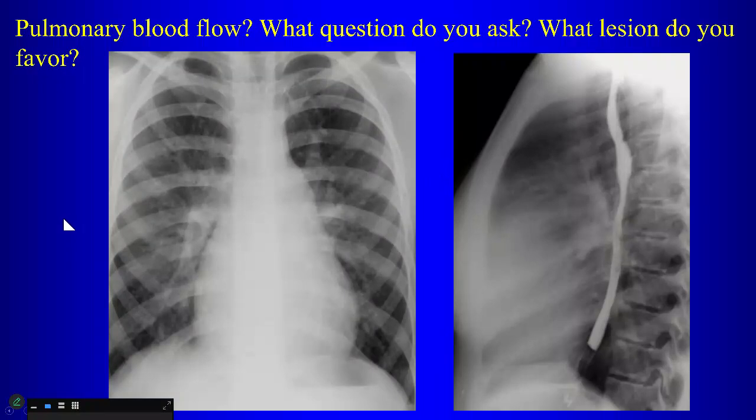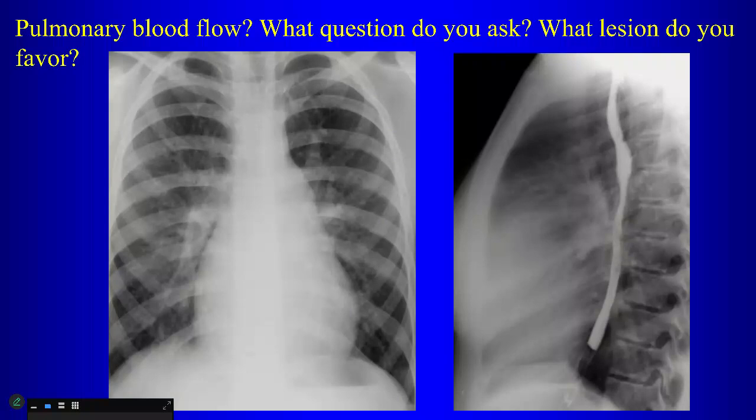So we always start with vascularity, which is, in this case, increased. The question you ask: cyanotic? No, this patient is not cyanotic. We're in the category of left to right shunts. The three biggies are ASD, VSD, PDA. Now we look at chamber enlargement, particularly what chamber do you want to look at?